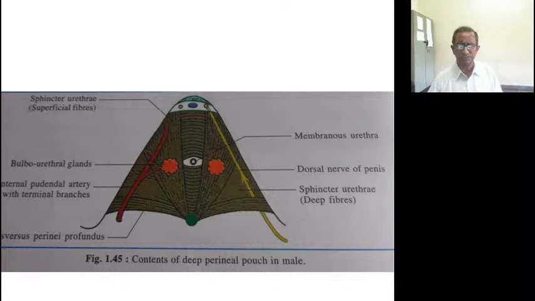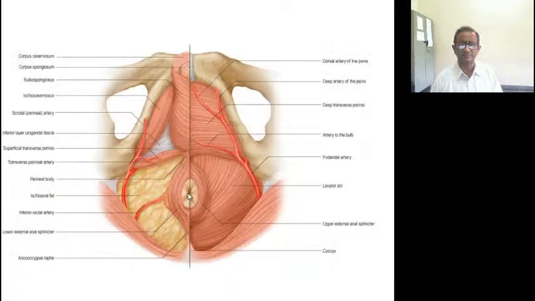Of course, here we are showing the contents of the deep perineal pouch. This is the sphincter urethrae, superficial fibers coming from the pubic arch and going to the perineal body, and then deep fibers coming from the ischiopubic ramus and surrounding the urethra. This is the deep transverse perineal muscle, and of course this is the ischiocavernosus and then bulbospongiosus, superficial transverse perineal. These are the contents of the superficial perineal pouch.